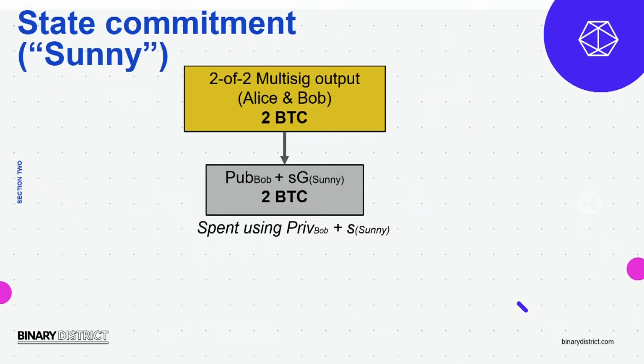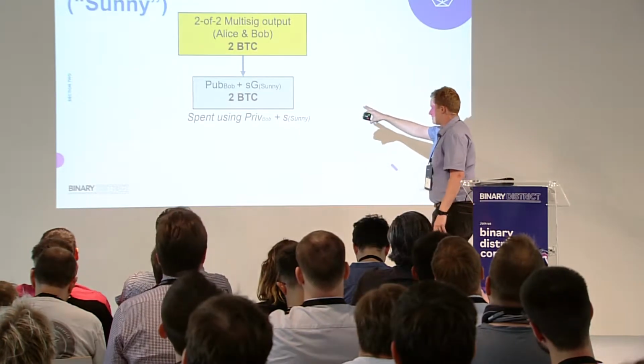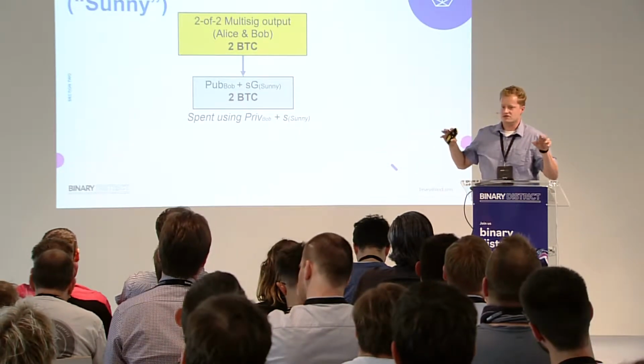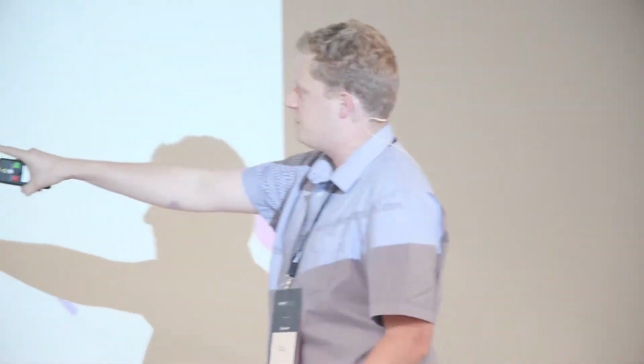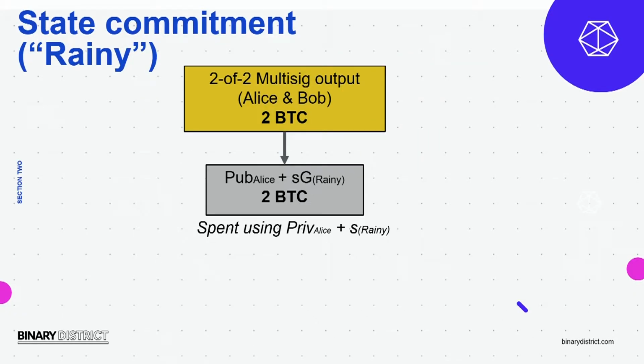So in the case of Sunny, this would be the state transaction. There's the input from the multisig, and there's a 2 Bitcoin output that can be sent to the public key of Bob combined with the public key to the Sunny signature. And it can be spent by Bob with his private key if he combines it with the signature to Sunny. And similarly, there's a transaction for the cloudy state, and there's a transaction for the rainy state.